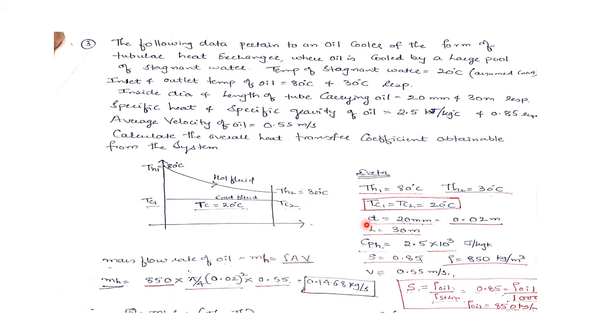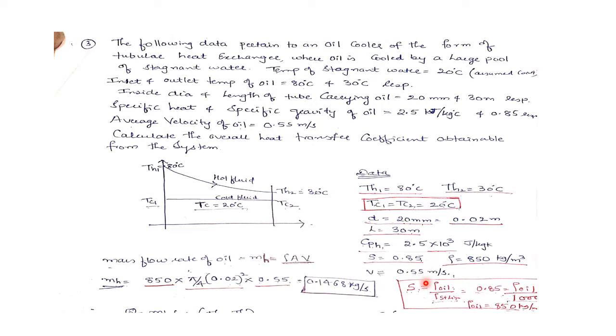The diameter of the tube is given, and the length is also given in meters. The specific heat of the oil is given as 2.5 kilojoules per kg degree centigrade, so 2.5 into 10 to the power 3, we have converted it to joules per kg Kelvin. He has also given the specific gravity of the oil as 0.85.